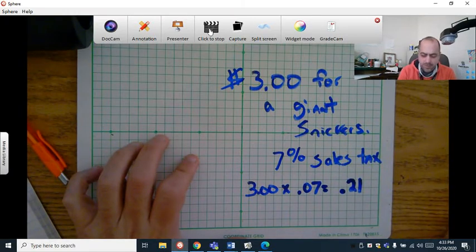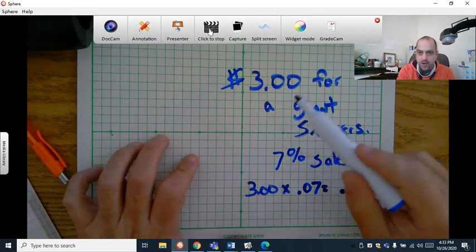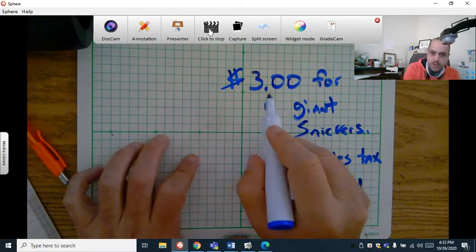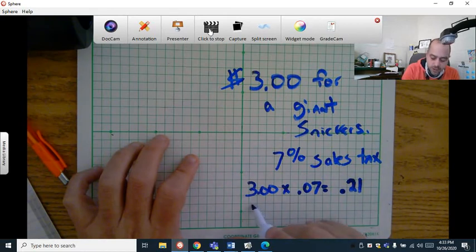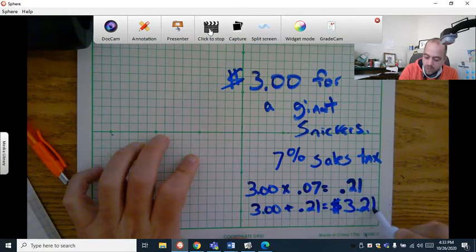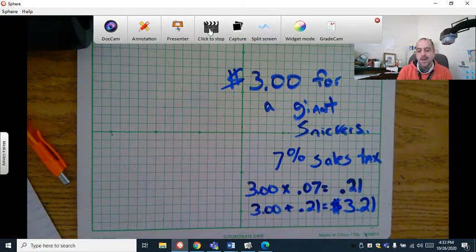Well, of course, you're not going to pay 21 cents for the Snickers bar. It's $3. So you take your tax and you add it to the original price of $3. $3 plus 21 cents is, of course, $3.21.